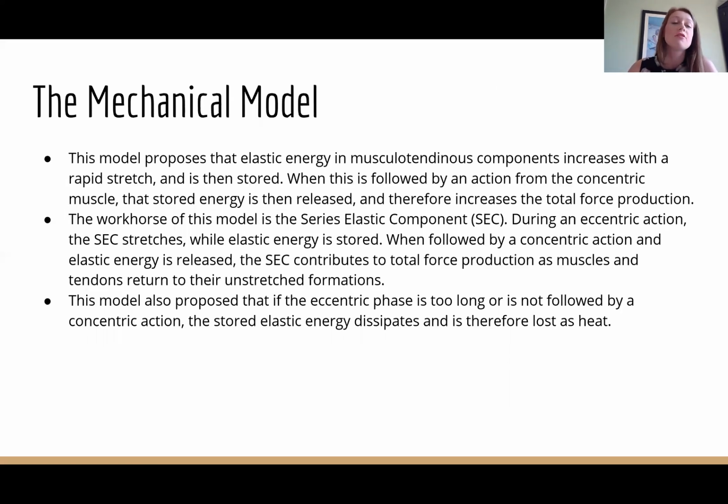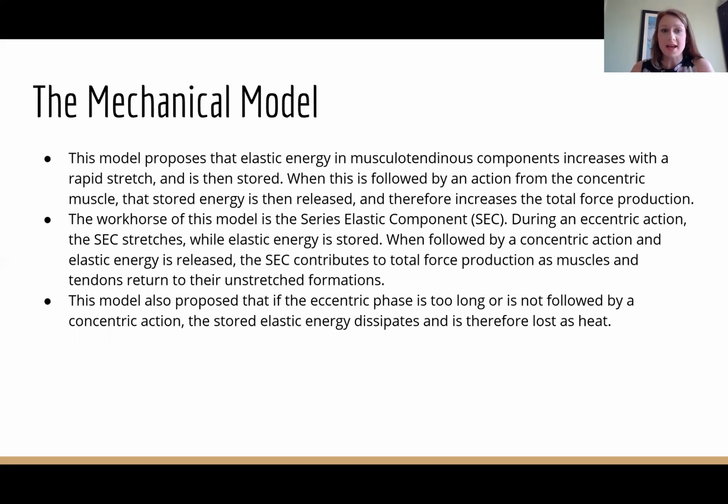So, starting with the mechanical model, this model proposes that elastic energy in musculotendinous components increases with a rapid stretch and then is stored. When this is followed by an action from the concentric muscle, that stored energy is then released and therefore increases the total force production. The workhorse of this model is a series elastic component, otherwise known as the SEC.